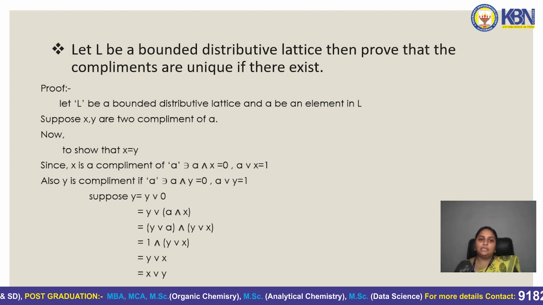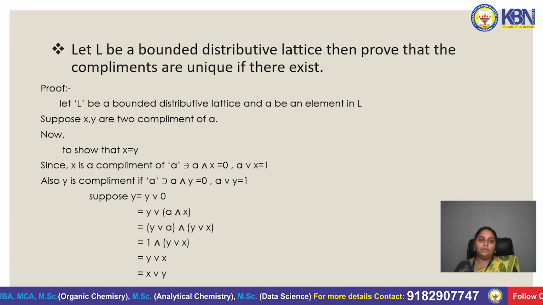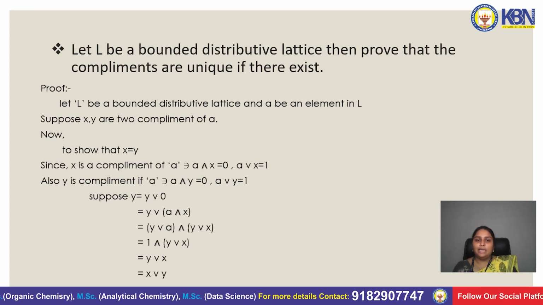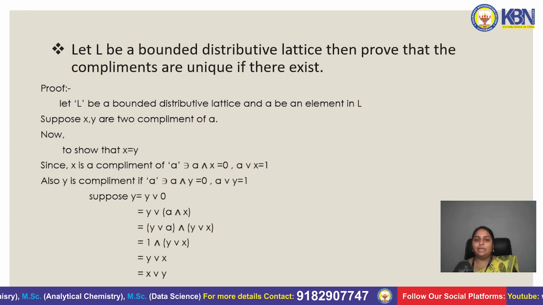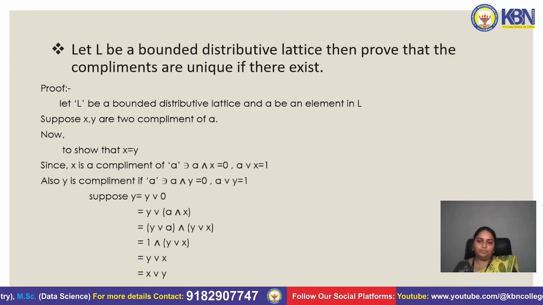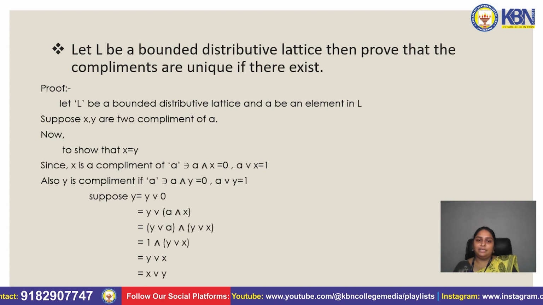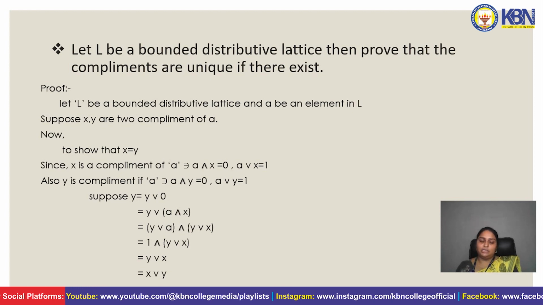Since x is a complement of A, by the definition we have A meet x is equal to 0 and A join x is equal to 1. Similarly, if y is a complement of A, then A meet y is equal to 0 and A join y is equal to 1. From the definition, we wrote these two lines. Now we have to prove that x is equal to y by using these conditions.